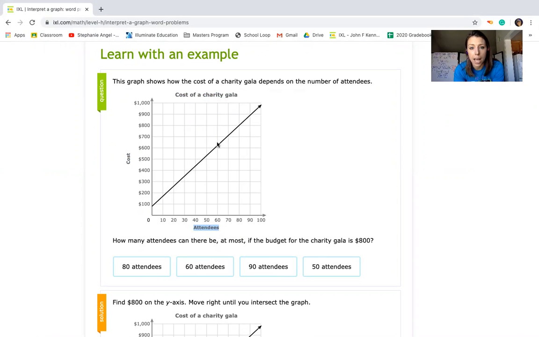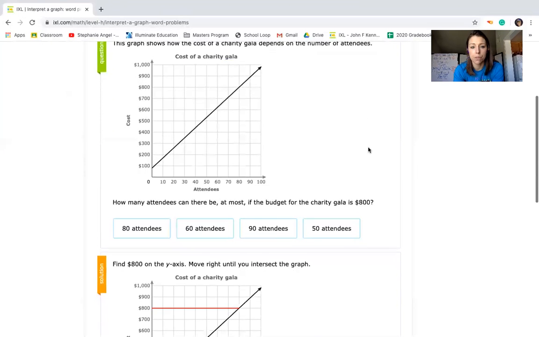So points on this line represent possible pairings. For example, if I look at this and I go, okay, what does this point represent right here? That means 80 attendees, so 80 people who attend, it would cost $800. So the question is, how many attendees can there be at most if the budget is $800? To answer that question, I'm going, okay, well, let me trace this up to $800. And I look over, and that is at 80.